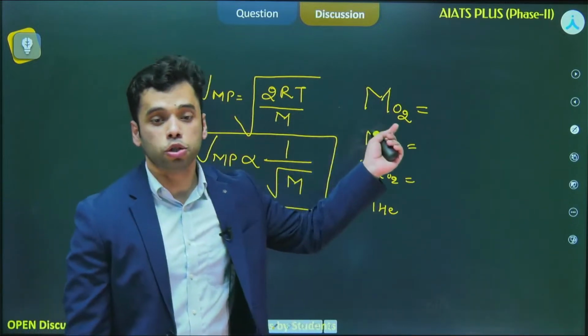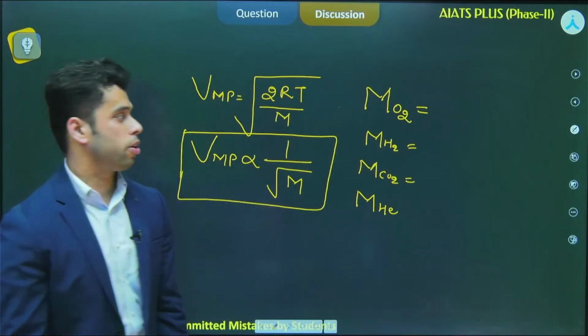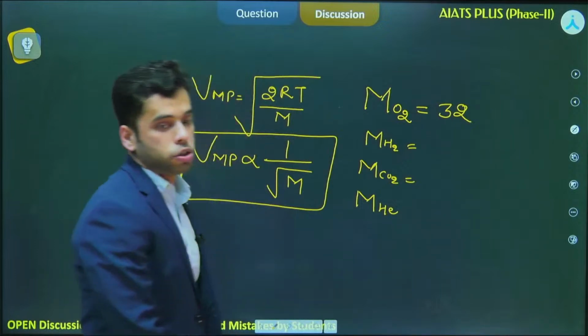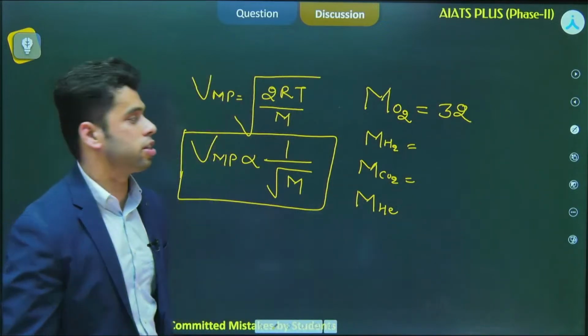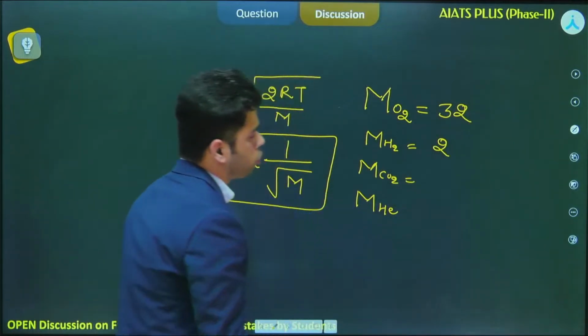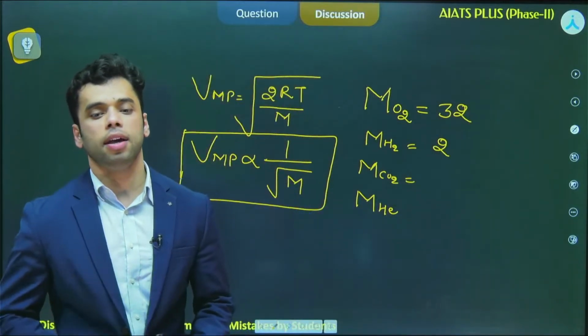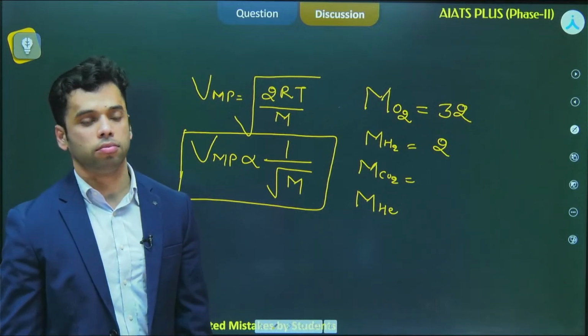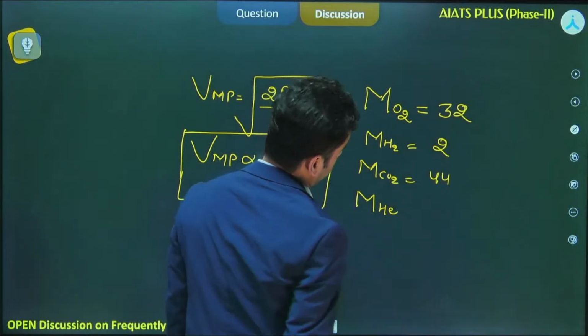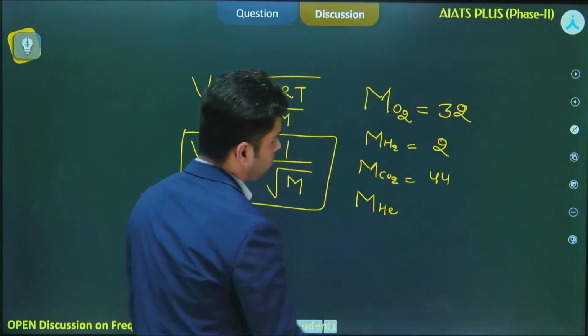Can someone tell me what should be the molar mass of oxygen? Okay, I'll write it for you. It will be 32. What about hydrogen? Okay, someone is commenting. It should be 2. What about CO2? Anyone? CO2? I'll write it for you. It should be 44. And what about helium? It should be 4.